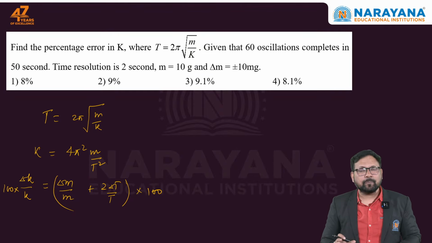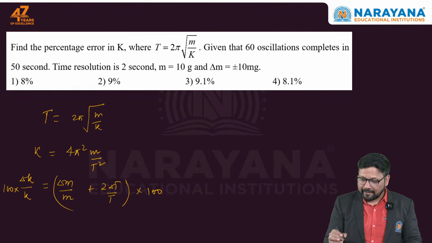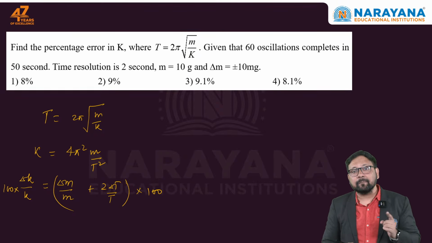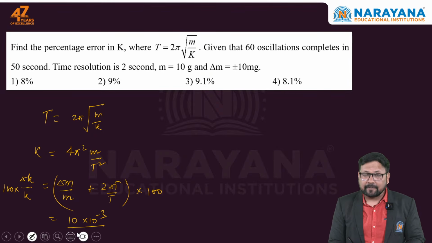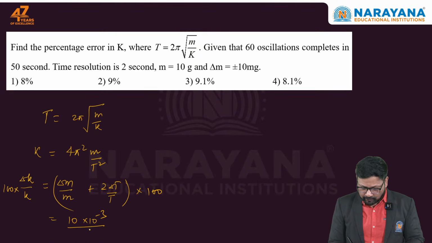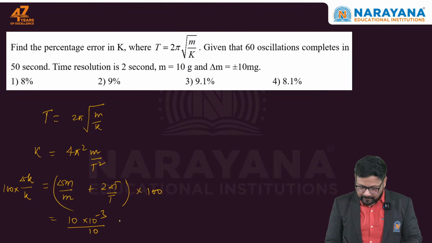Now just value putting is left. Delta M, look in the question, where is delta M? Delta M is given, but given in milligram. So we will put 10 into 10 raised to power minus 3. M is given in 10 gram. I always say units are very important in solving calculative questions. Look for that. And 2 delta T.